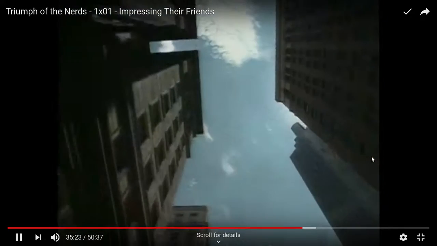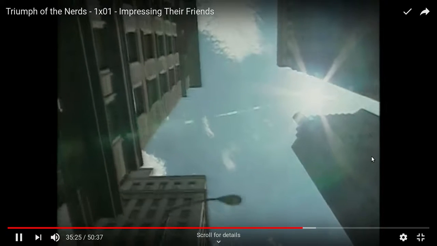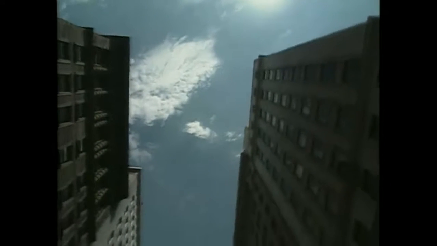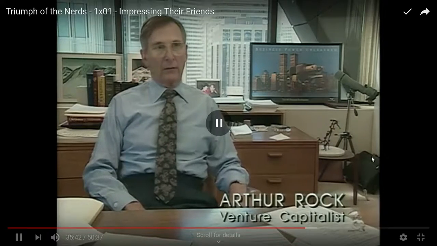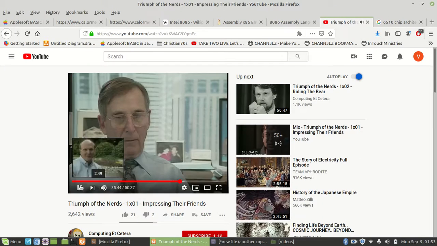The scruffy 19-year-old seduced the conservative world of venture capitalists. The man Jobs persuaded to part with his cash was Arthur Rock, the inventor of venture capital and the man who had originally funded Intel. At least the Intel boys had graduated from university and owned suits. Well, he wore sandals and he had very long hair and a beard and a mustache.